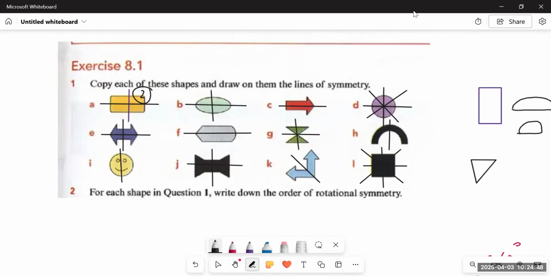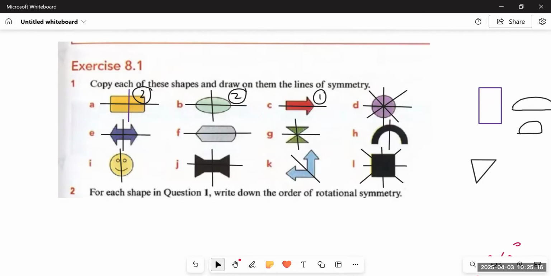Then if we talk about this oval, again it will have order 2 rotational symmetry because it will look like an oval only twice upon rotating it 360 degrees. Then if we talk about this arrow, it will look the same only once upon rotating it a full turn. It will have only order 1 rotational symmetry.